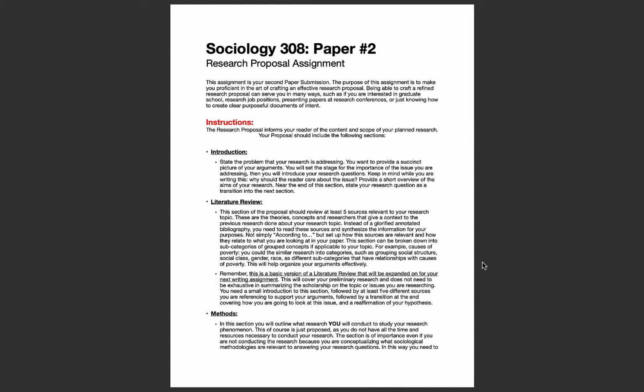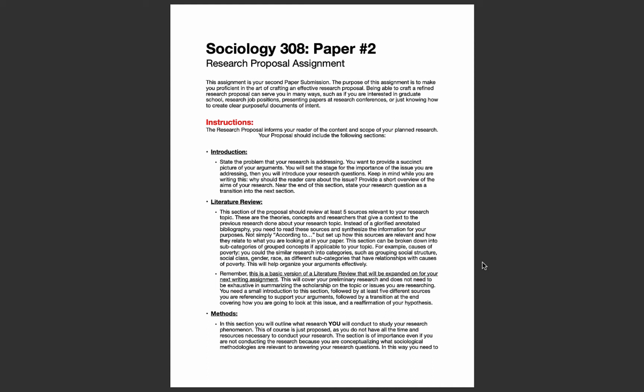So the example I gave here is if you were looking at causes of poverty and you were doing similar research into categories such as social structure, social class, gender, race, or different subcategories that have relationships with causes of poverty, it helps you organize those research findings that you get from the peer-reviewed articles, because you're sorting them based on the topic and not like paragraph 1, article 1, paragraph 2, article 2, right? Sometimes you're going to have 2 or 3 citations in one paragraph. Sometimes you're only going to have 1 in a paragraph, right?